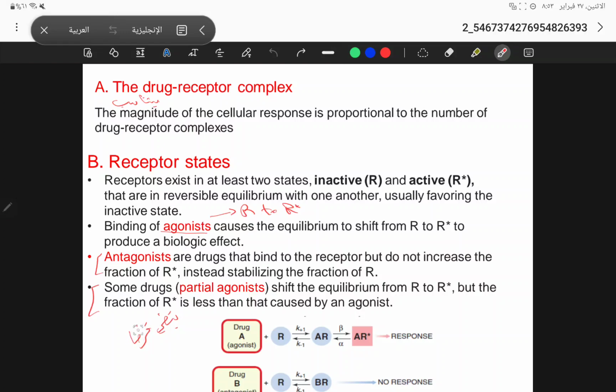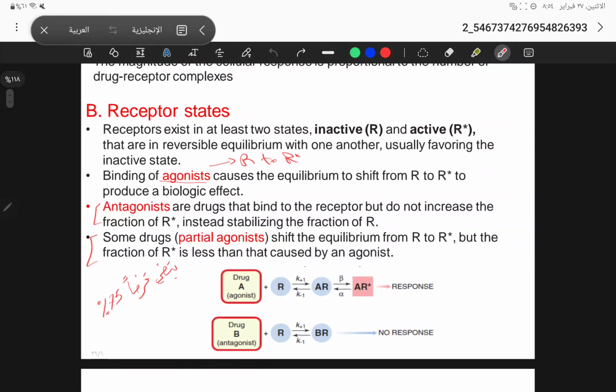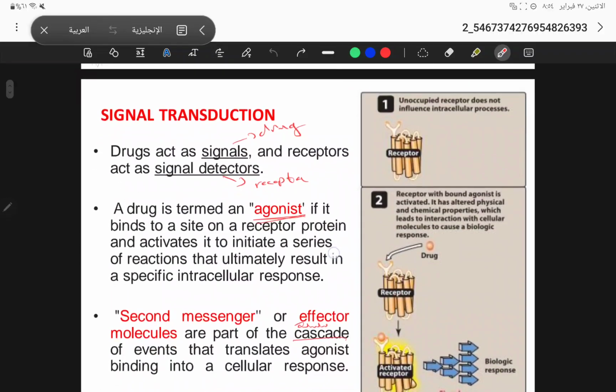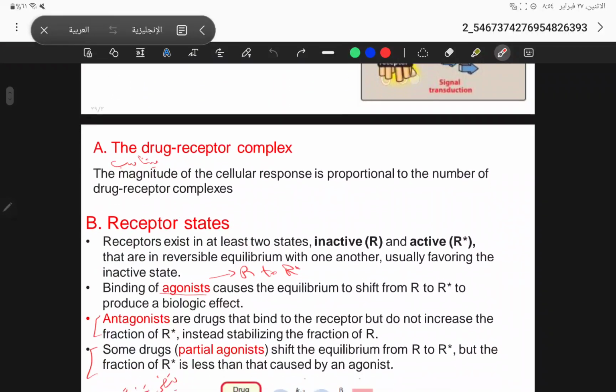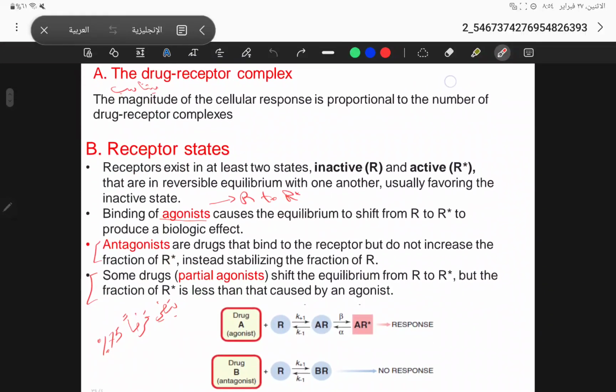So now we have terms: agonist, antagonist, partial agonist, and receptors and signal, effector molecule, second messenger. Okay, keep these in your mind, very important.